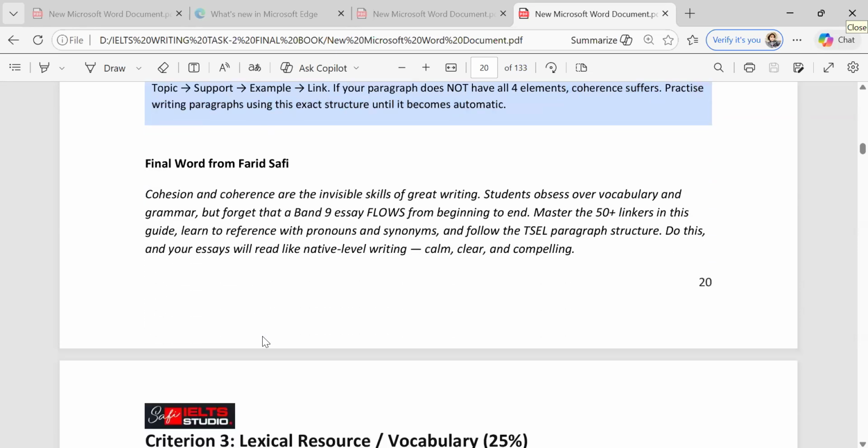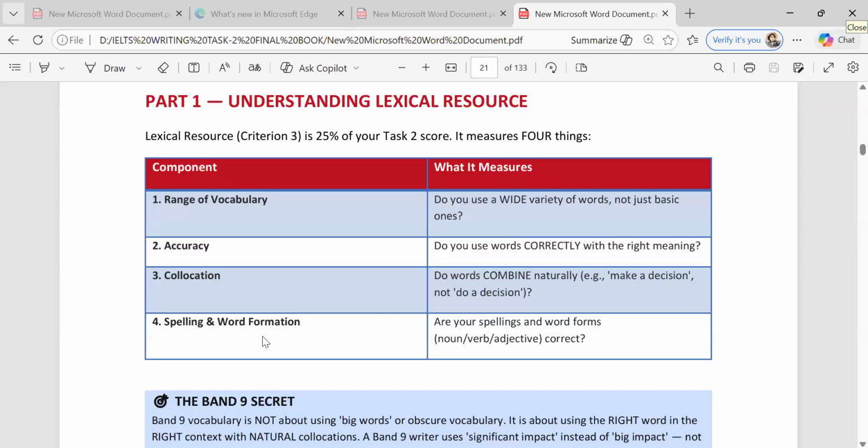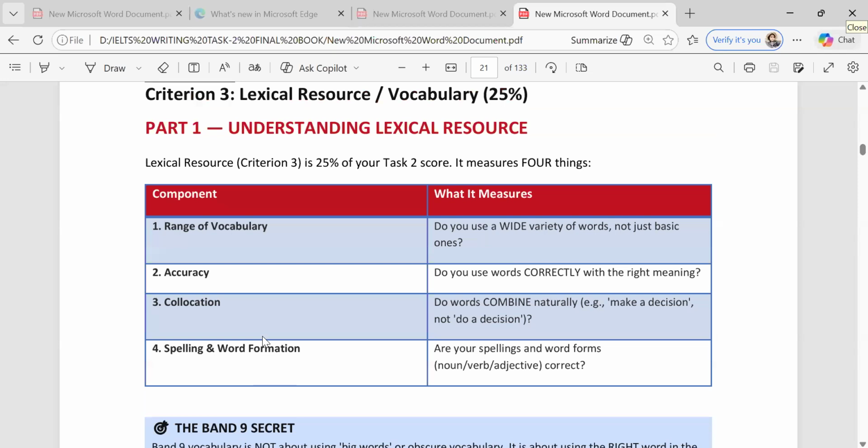So after this, what is more important for you? Understanding lexical resource. The third part, where you will get a high band in IELTS. That's understanding lexical resource, vocabulary.